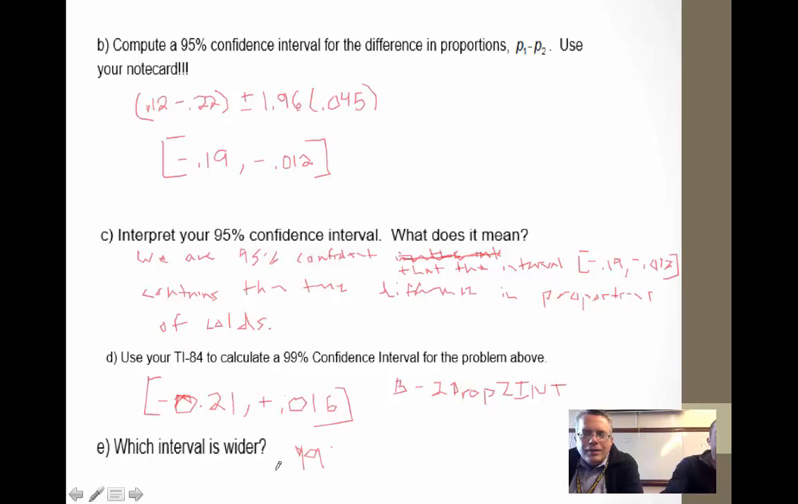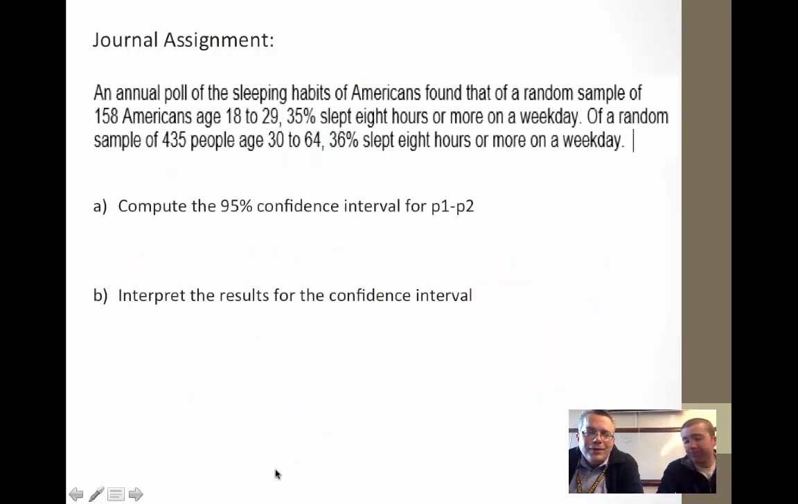All right, you know what time it is? It's journal time. An annual poll of sleeping habits of Americans found that in a random sample of 158 Americans aged 18 to 29, 35% slept 8 hours or more on a weekday. Of a random sample of 435 people aged 30 to 64, 36% slept 8 hours or more on a weekday. We want you to compute the 95% interval for P1 minus P2, and then interpret the results.